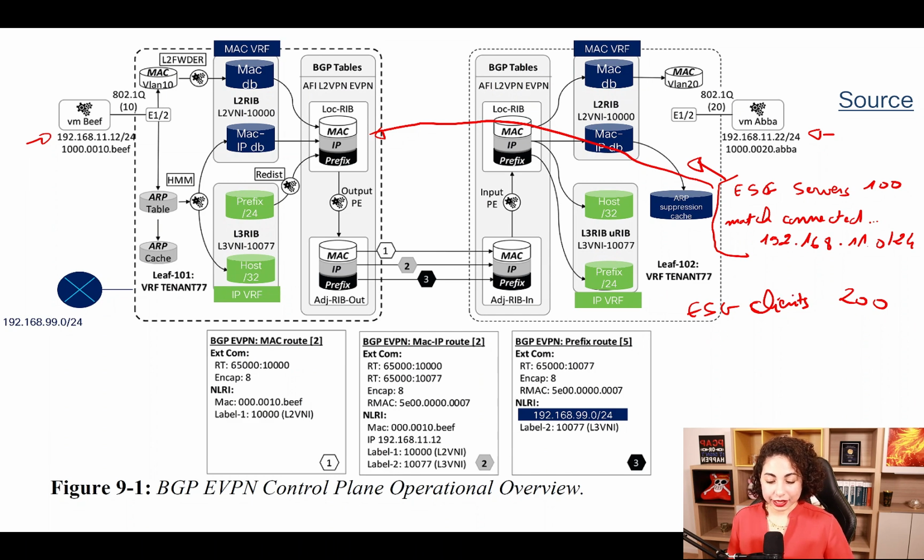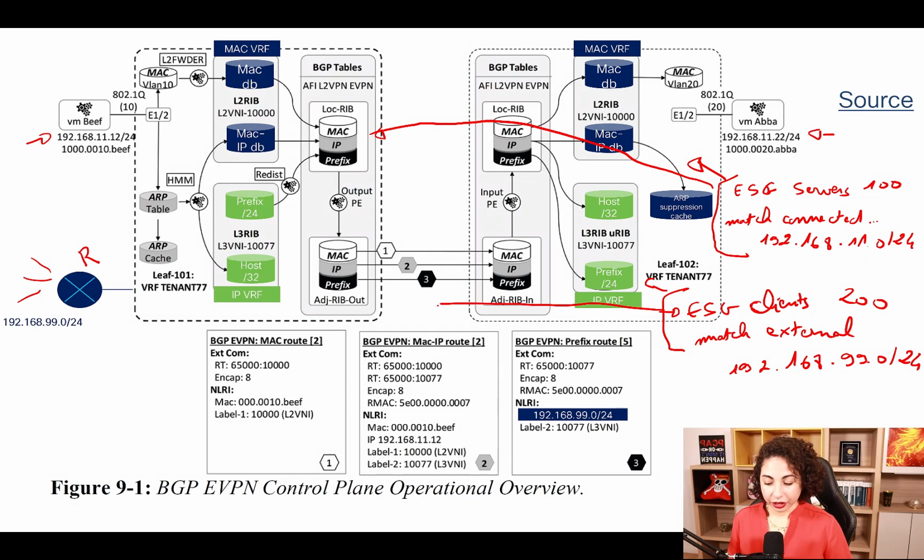The only difference is that this time what I want to put inside this ESG is actually some hosts that come from the, let's say, external network represented by this router, okay? So for this, the syntax will be, again, pretty much the same. It's just that instead of connected, we are going to say match external subnets. And here we are going to say, okay, 192.168.99.0/24. And again, this will be present here and here from a configuration perspective.